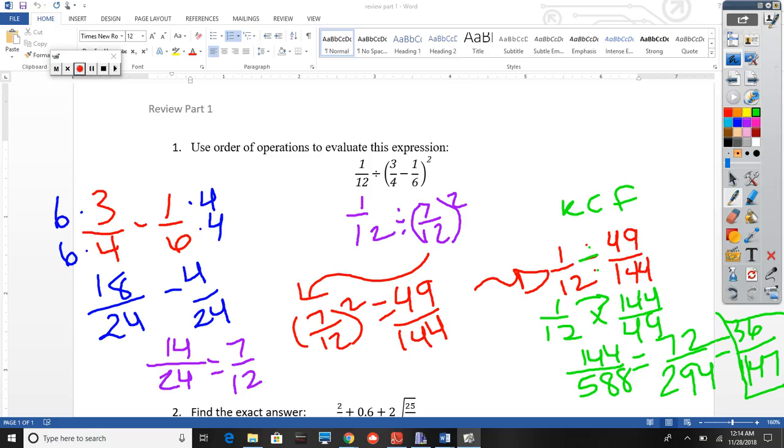Okay, several steps. So the first thing I did was work with this. And I'm gonna highlight it.